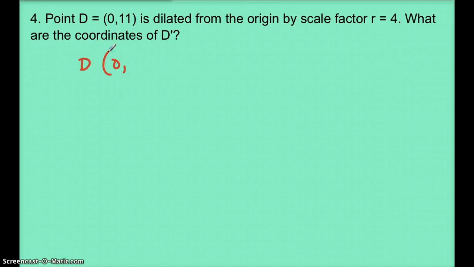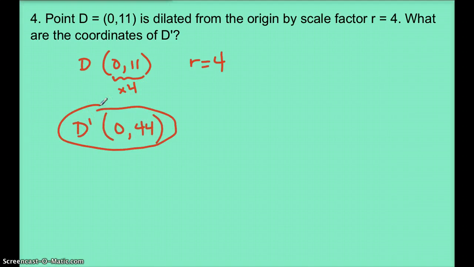Okay, so if I take the point (0, 11) and my scale factor is 4, I'm just going to multiply each of these numbers by 4. So it's nice and easy, no fractions. So 0 times 4 is 0. 11 times 4 is 44. And there are the new coordinates.